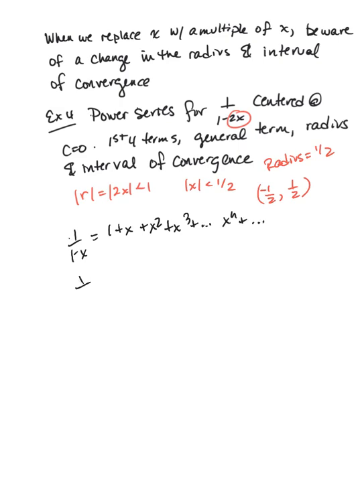So 1 over 1 minus 2x is going to be 1 minus 2x, right? Plus 2 squared is 4, so that's 4x squared. 2 cubed is 8. So it's just 2x to the n.